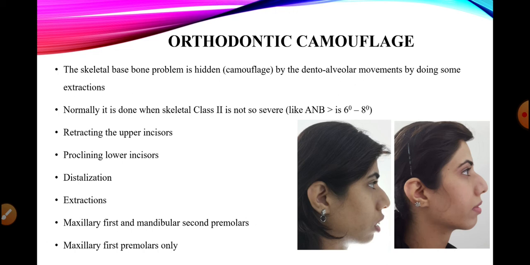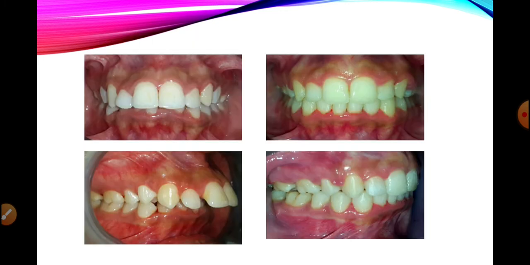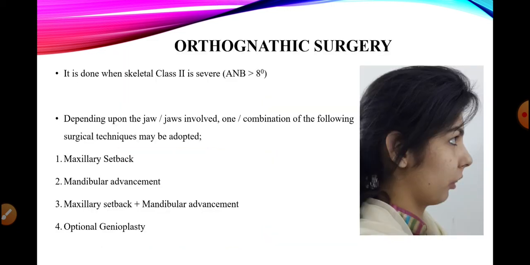we are going to retract the upper incisors, or in some cases we are going to procline the lower incisors. In such cases it can be done either by distalization or by achieving space by extraction. So extractions that are usually done in cases of class 2 division 1 are upper 4s, or upper 4s and lower 5s in case of crowding in the lower arch.